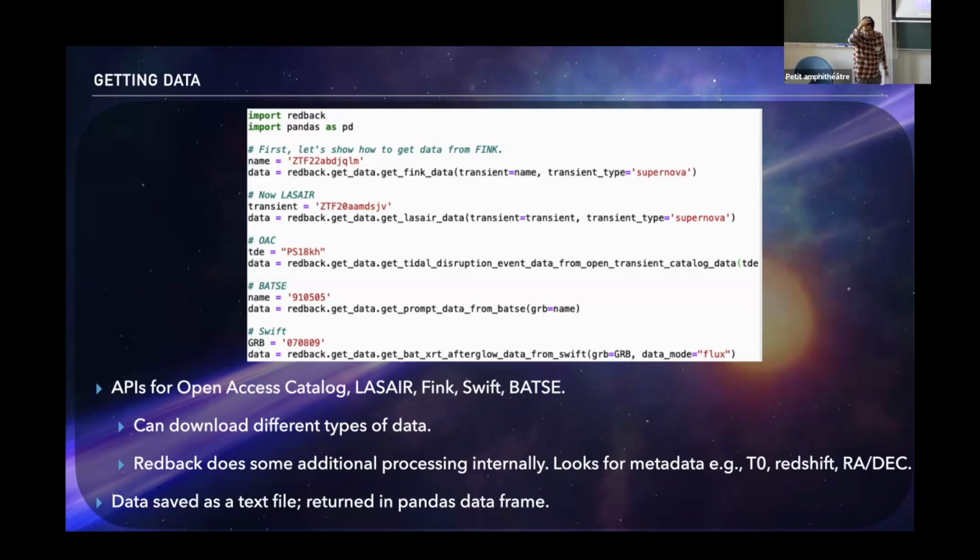Lasair, you can do the same thing. The Open Access Catalog was this amazing catalog put together by James Guillochon et al. That catalog is now dead, but you can still access it through this API, so all that data is still there. You can get that entire data set, for example, for this tidal disruption event. I don't know if people ever use BATSE anymore, but you can still get data from BATSE.